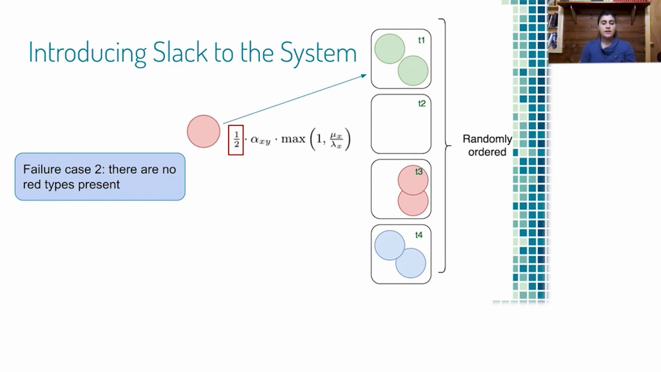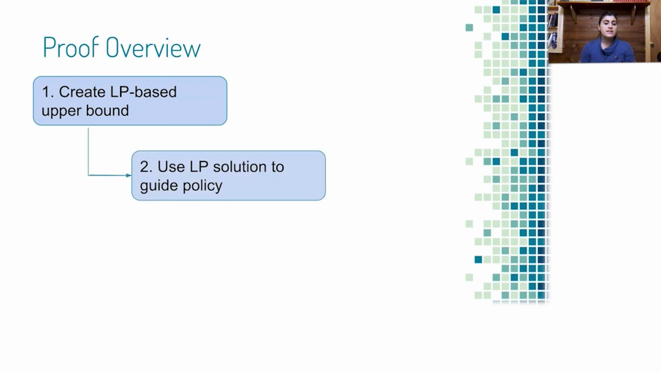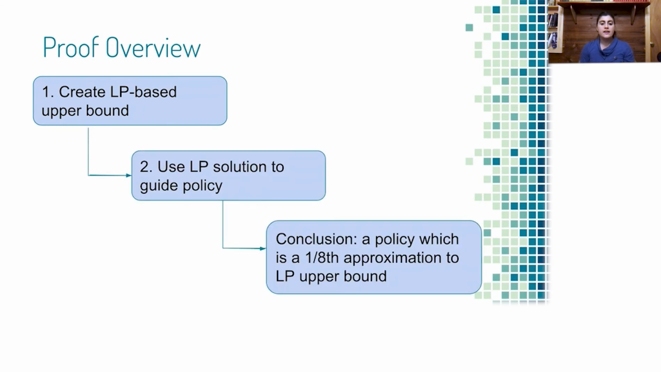So let's summarize what we've gone through. So first I discussed that we created an LP-based upper bound. Then we use this solution to our LP to guide our matching policy. And finally, we looked at the similarities between the LP and the policy and were able to derive a conclusion that this policy is actually a 1/8 approximation of the upper bound. And then, of course, it's a 1/8 approximation of the optimal in hindsight for the LP.